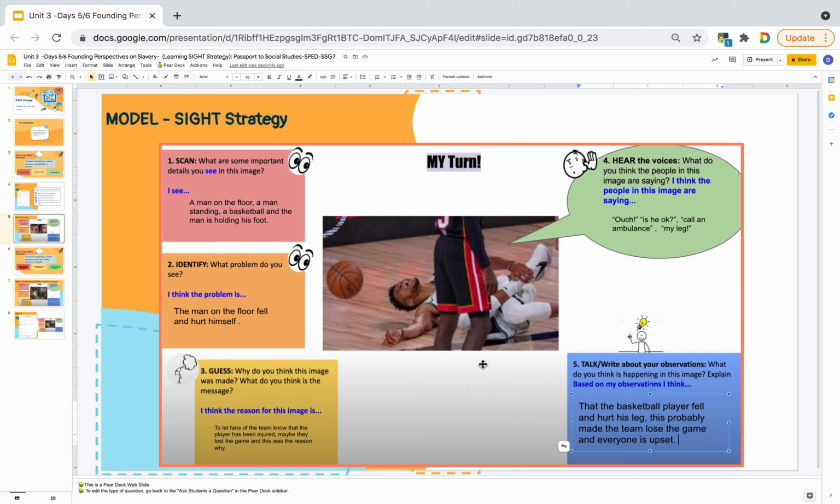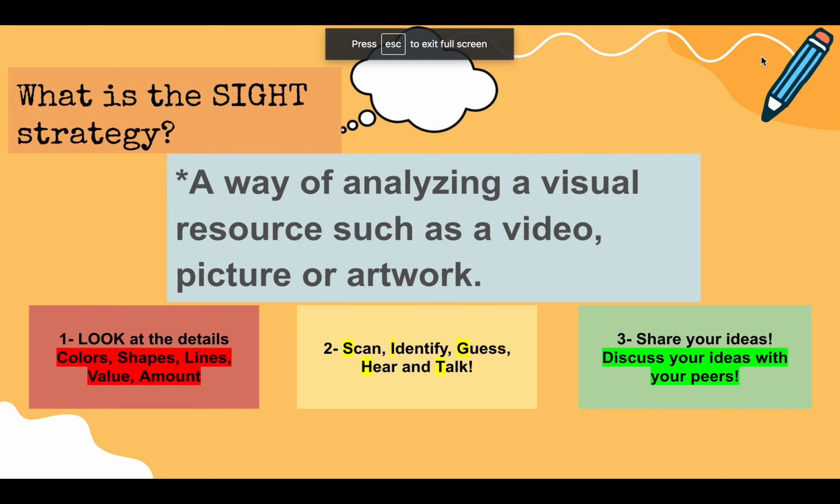I don't know for sure if that's what's happening, but we can take an educated guess. And the best part is that during step 5, our teacher is going to ask us to share out with our partners or with our peers, and we'll be able to see all the different perspectives that the rest of the class has. So, in order to use the SITE strategy, we want to look at all the details: colors, shapes, lines, value, amount, people. Then we want to scan, identify, guess, hear, and talk. And finally, using all the data that we've gathered, we want to be able to discuss our ideas with our peers.